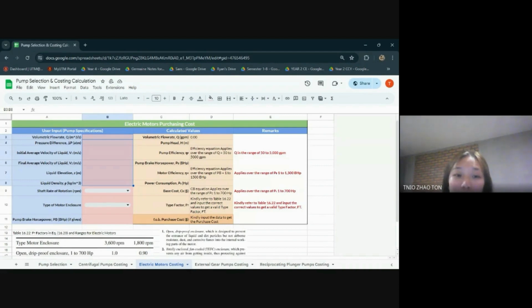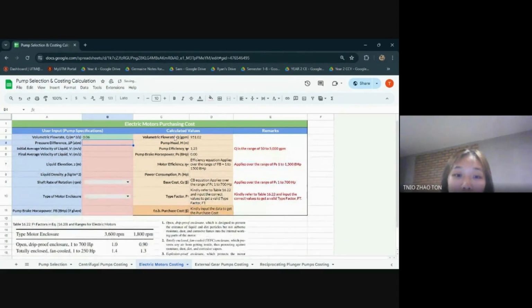I'm from TT22. So I will continue to present on electric motors purchasing cost. First of all, we need to insert the value at the user input part, which is the pump specification. So let's say we put 0.06 meter cube per second for volumetric flow rate. It will directly give us the volumetric flow rate in gallons per minute and also the pump efficiency.